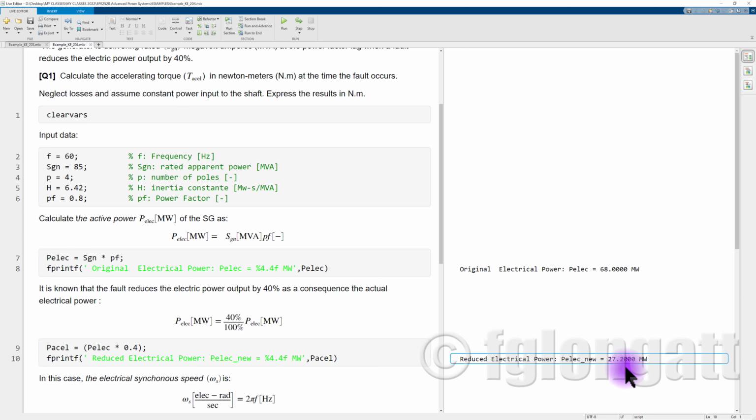And that 40% reduction, to be honest, is a reduction in the electrical power, and that is creating now the situation where mechanical power is larger than electrical power and the machine is accelerating. What I'm trying to tell you is that basically these 27.2 megawatts are increasing the rotational speed and including acceleration in the rotor.